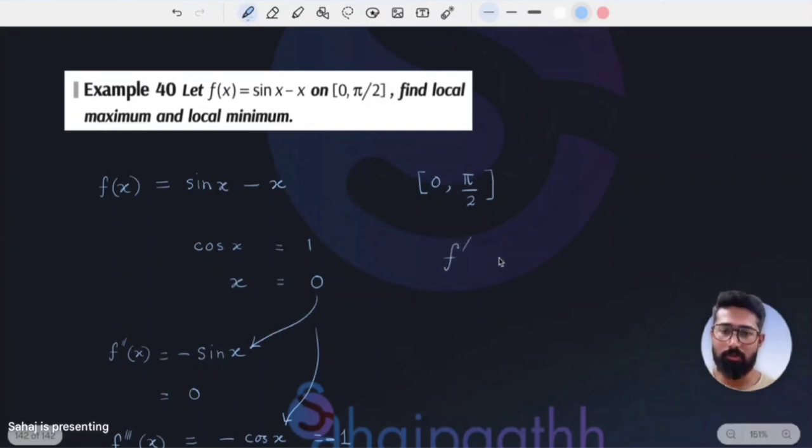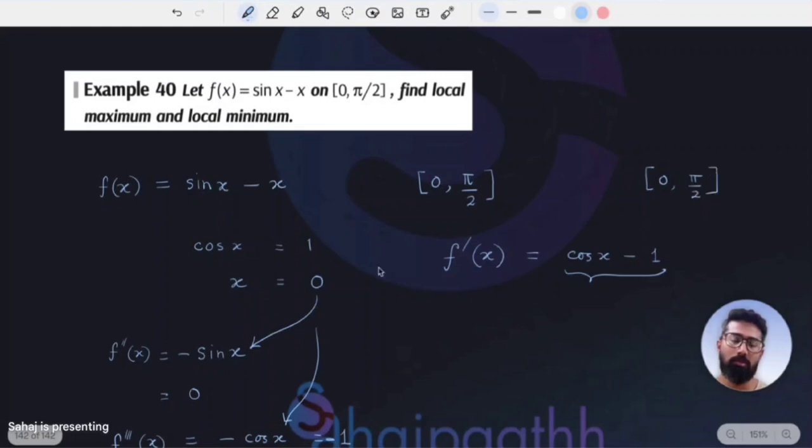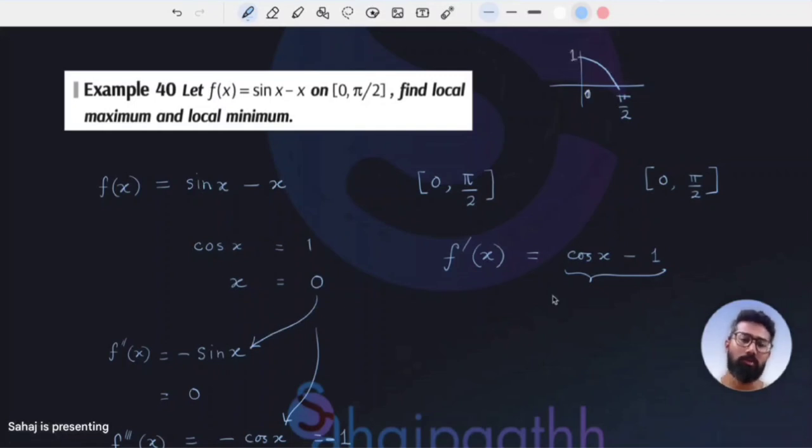How do you see if it's increasing? You take the first derivative, it's cos x minus 1. You see what the sign of this is, whether it's positive or negative in this range from 0 to pi by 2. Cos x within 0 to pi by 2 is always some value from 0 to 1. Cos x goes like this from 0 to pi by 2. At pi by 2 it's 0, at 0 it's 1.